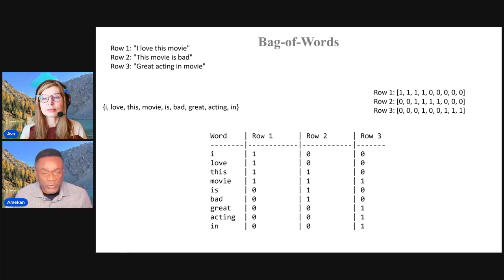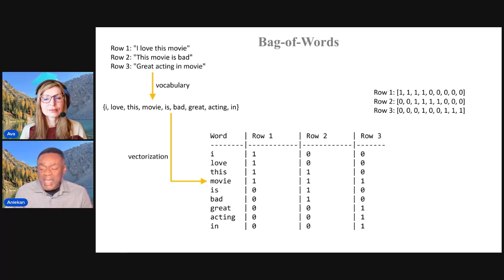Bag of words vectorization is a method for pre-processing and converting text data into numerical format that machine learning algorithms can understand and process. And so let's take a look. When we apply the bag of words vectorization model to those sentences, first we create the vocabulary from all of the unique words. So we convert that to this vocabulary: I, love, this, movie, is, bad, great, acting, in.